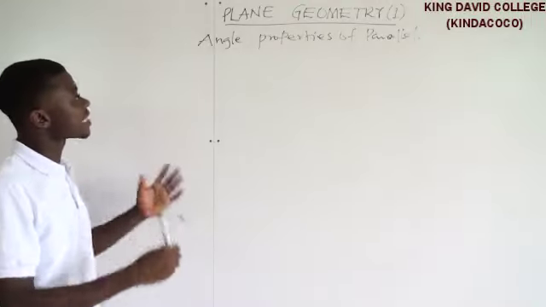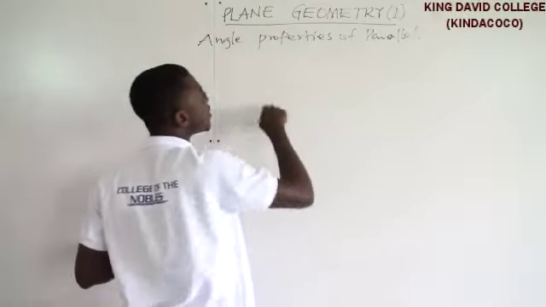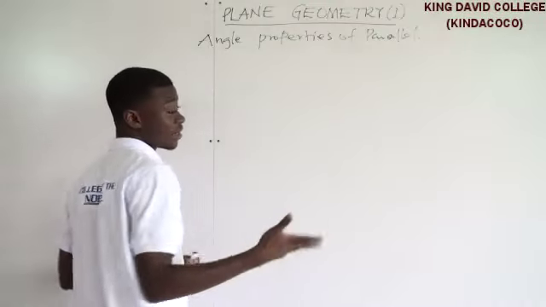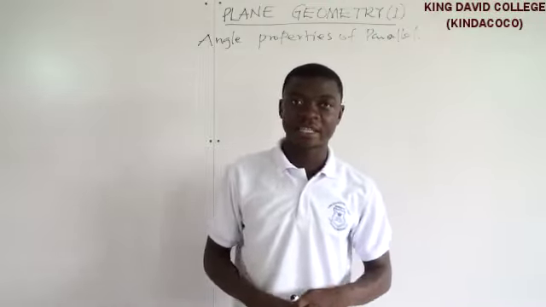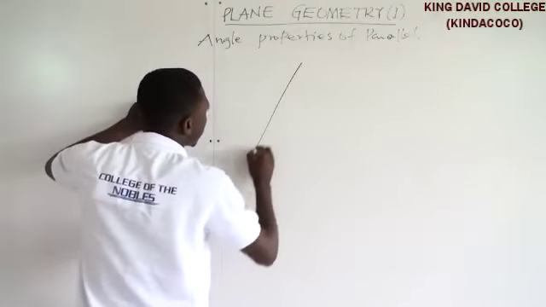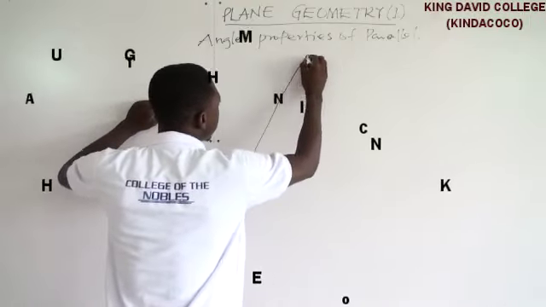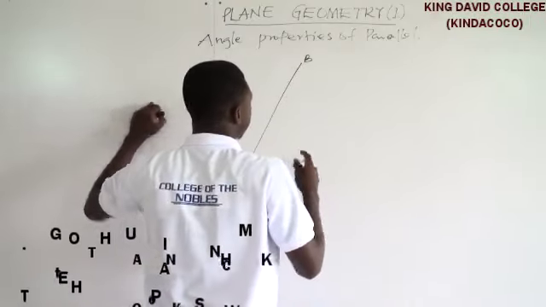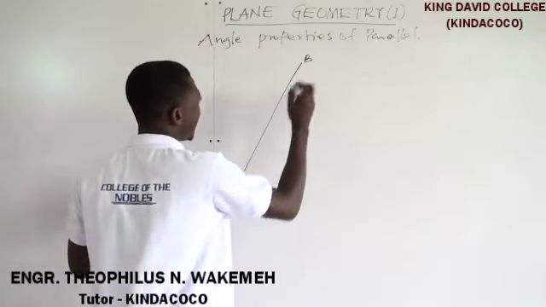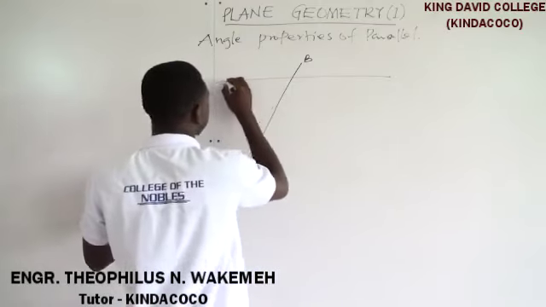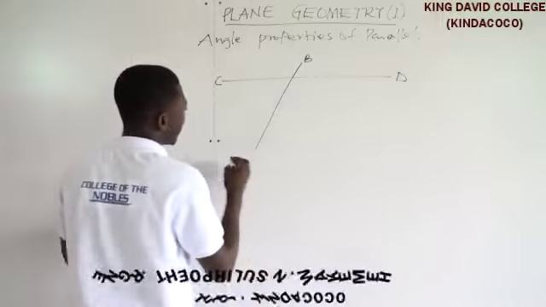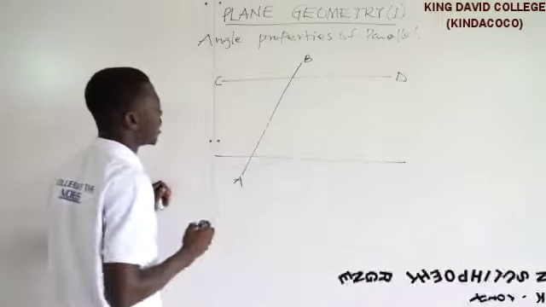So we established that when we have any two intersecting lines, vertically opposite, on a straight line and all that, we got that idea. Now, supposing we have lines, which is line AB, then we go this way, say line CD, and then line EF.